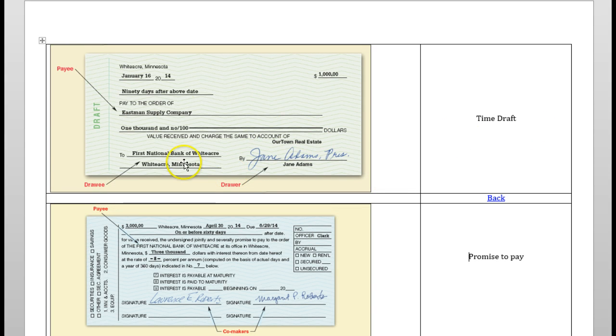Here's a time draft, which says, and you can see here's the payee, here's the drawee, which is the bank, and here's the person who wrote it out. And see this "pay to order"? This is very important because that's an order to pay. That's one classification.